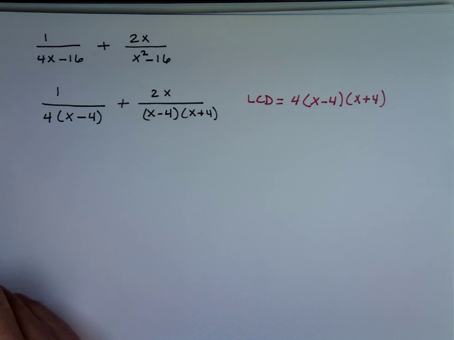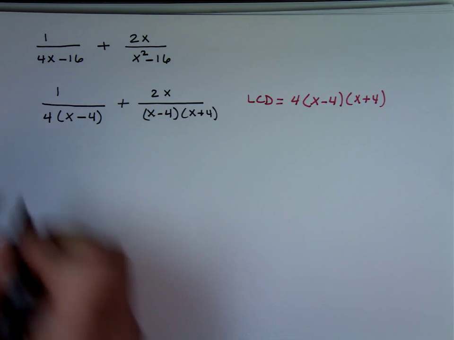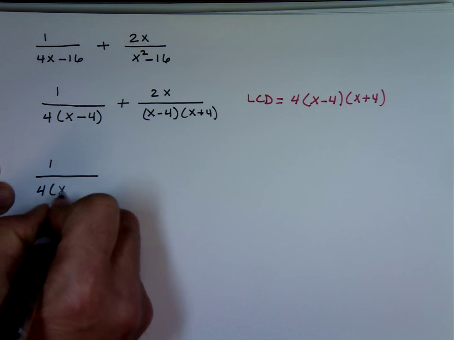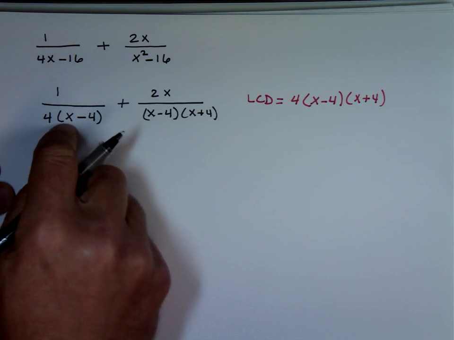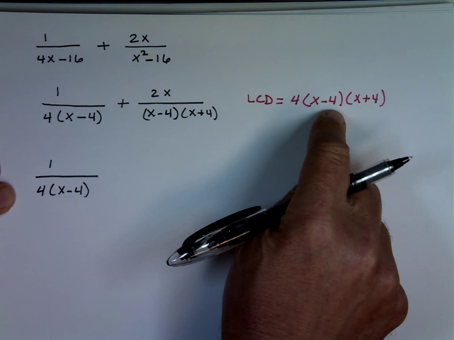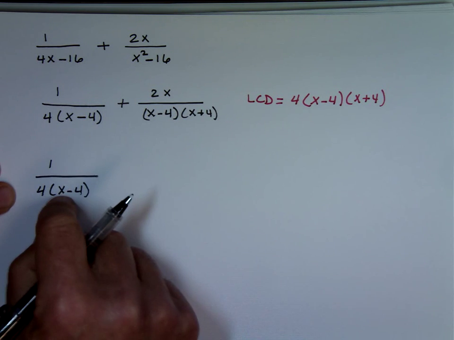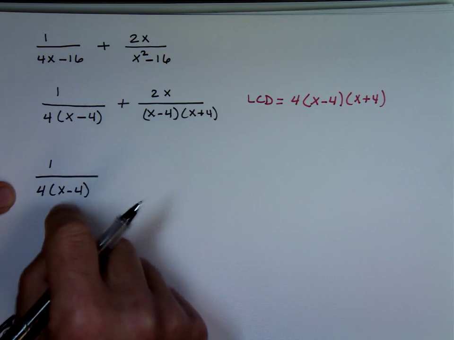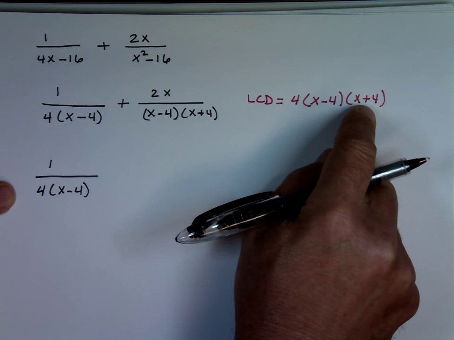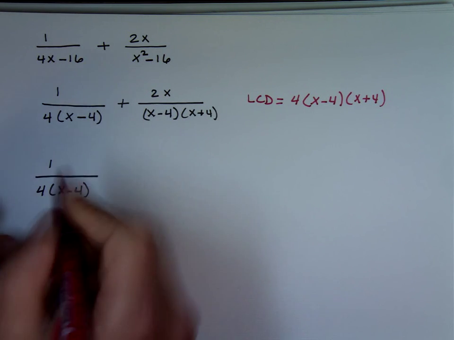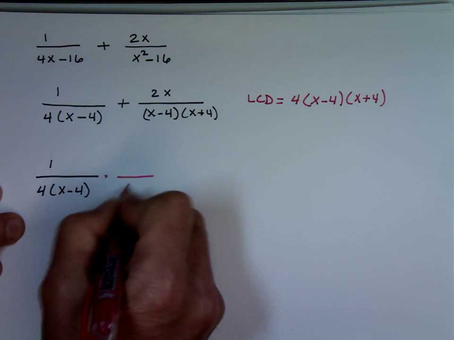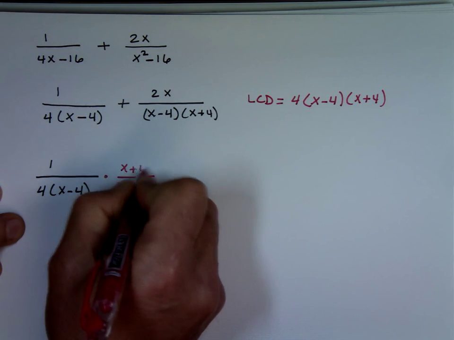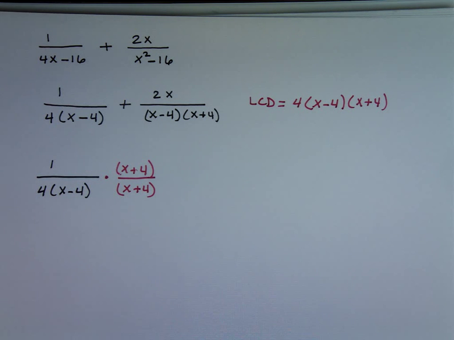So here we go. 1 over 4x minus 4. I want that to look like this. That's what I want it to be. So I want this one, the bottom, to look like this. I have the 4. I get the x minus 4. What's missing is x plus 4. So I need to multiply the top and the bottom by x plus 4. Here's the plus. I'll leave a space there.